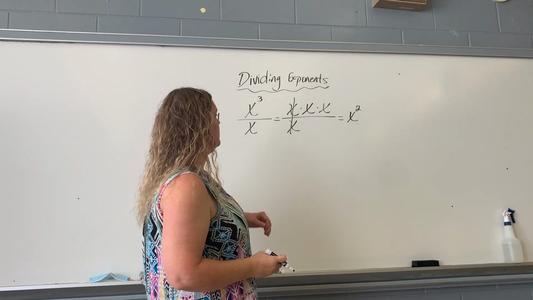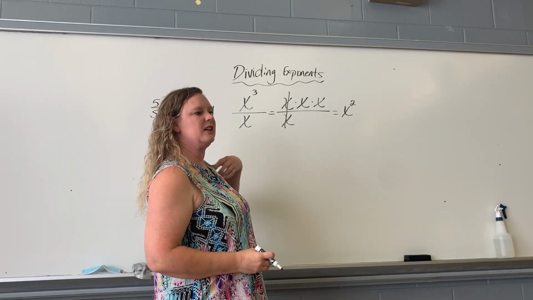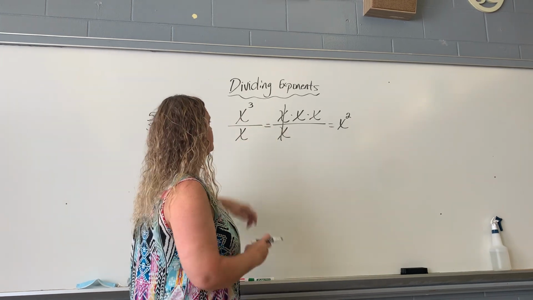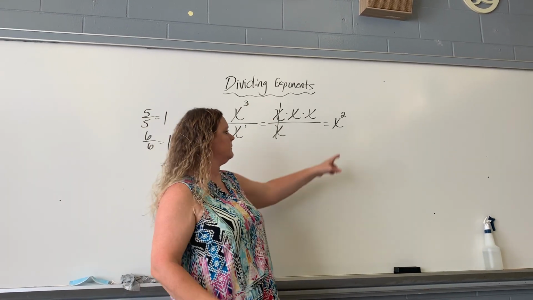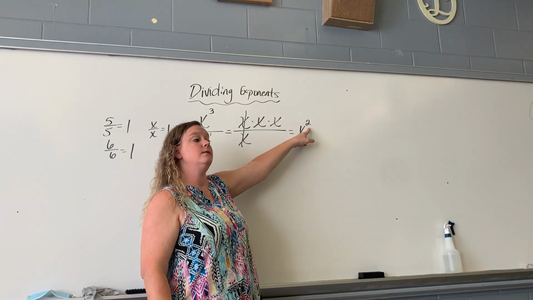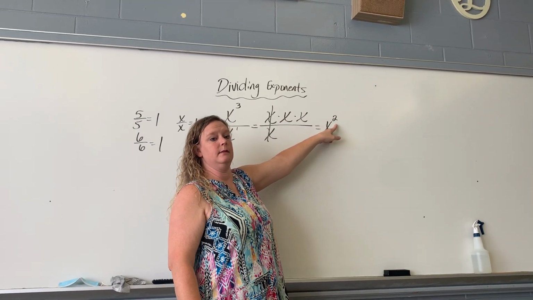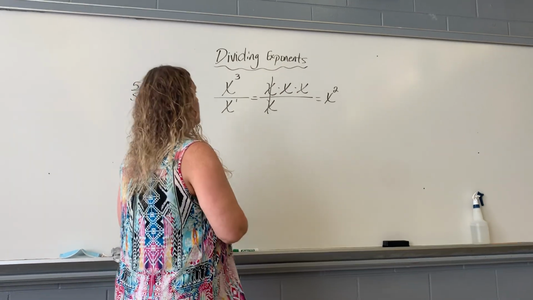But let's look at the rule. The rule we think should be subtract. This is an exponent of 1. So what is 3 minus 1? Is it 2? Yeah. Okay. So let's do another problem.